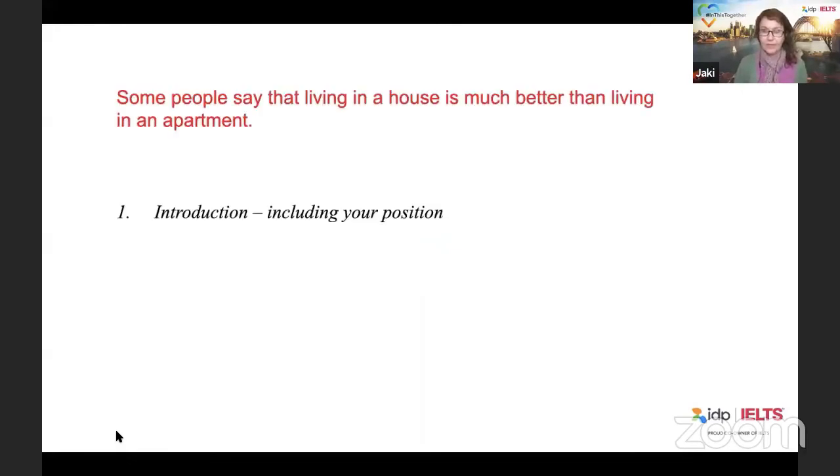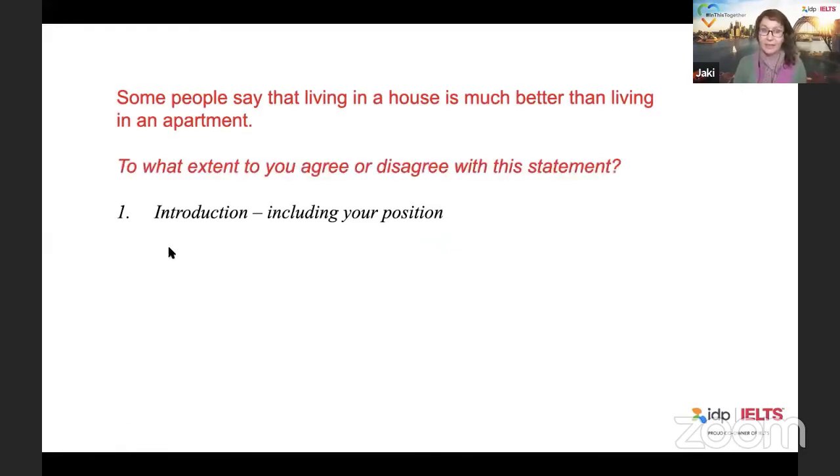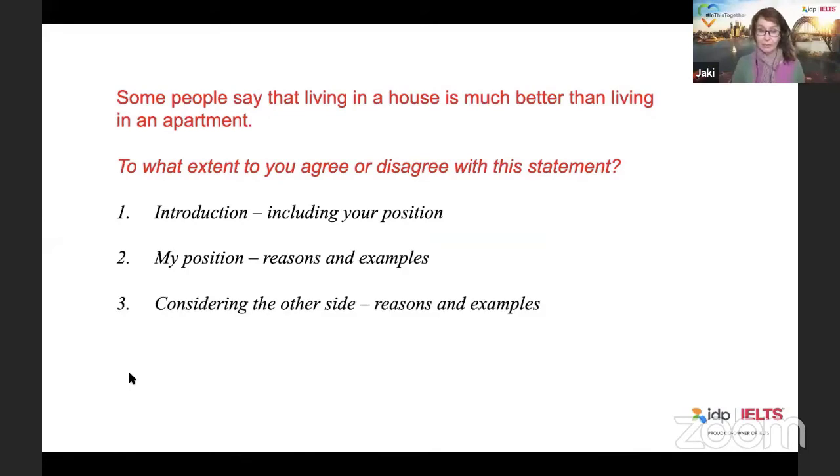So our structure for this type of essay, the agree or disagree, we will do our introduction. I'll talk about the introduction soon. But in this type of essay, with to what extent do you agree or disagree, you need to put your position. So you need to say, I agree. If it's extent, I mostly agree, I partially agree, I mostly disagree. You need to put that in your introduction. Then you will argue, you'll think of reasons and examples. Then I think it's good to at least think about the other side, and then your conclusion.